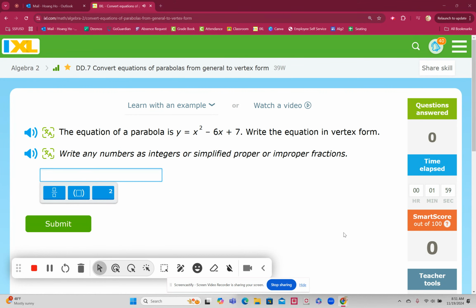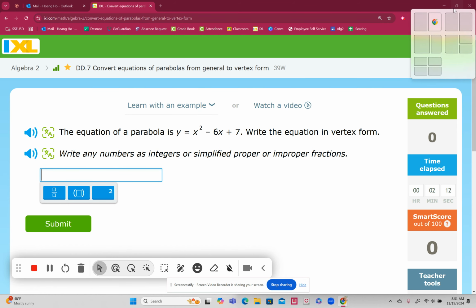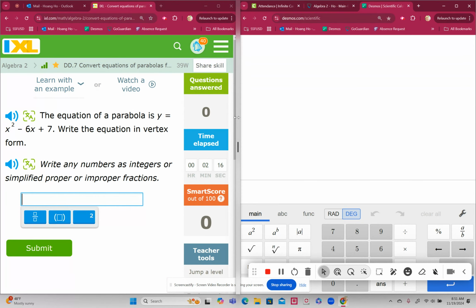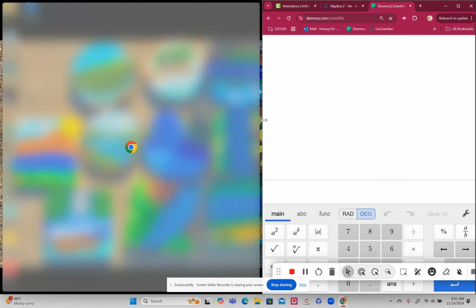All right, we go over DD7, convert equation of parabola from general form to vertex form. So we need a calculator, so let's get a calculator. Here I got my calculator. I can make the calculator a little bit smaller. It doesn't have to be that big.